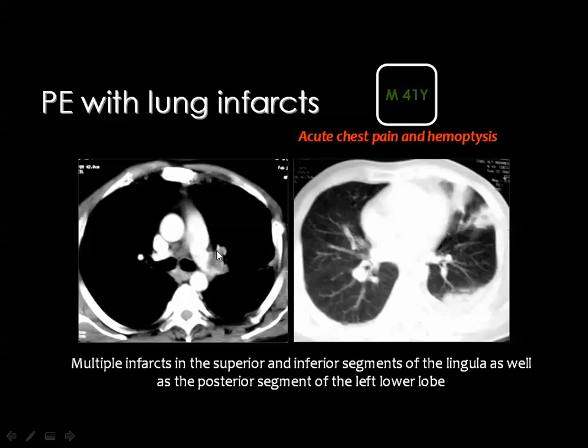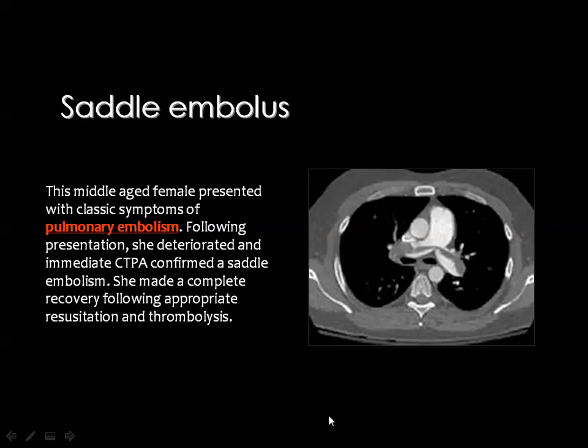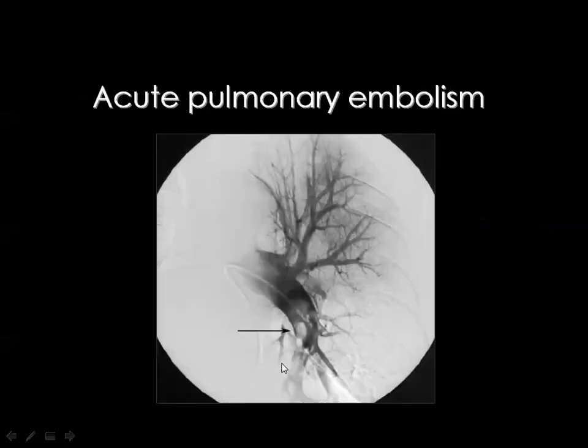And this patient with breast cancer developed acute chest pain and hemoptysis, and the CT scan showed a large filling defect in the main pulmonary artery on the left side. The lung window shows 3 opacities in the lingula and the posterior segment of the left lower lobe representing pulmonary infarcts. Then the saddle thrombus is a big thrombus which involves both main pulmonary arteries crossing the bifurcation. This is known as a saddle embolus.